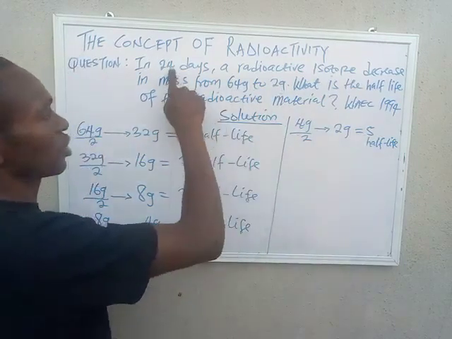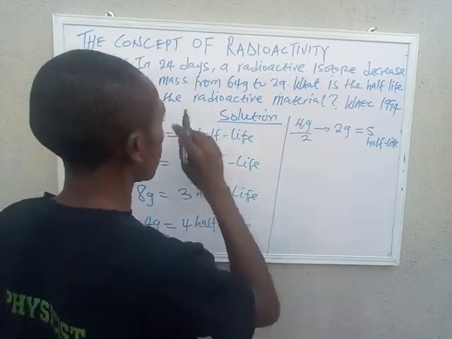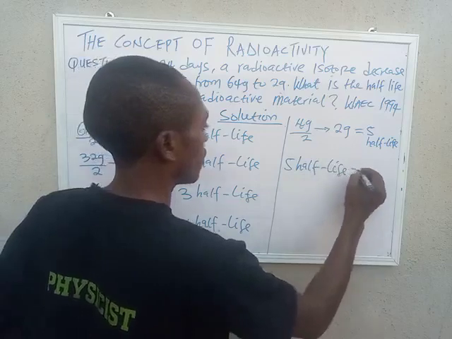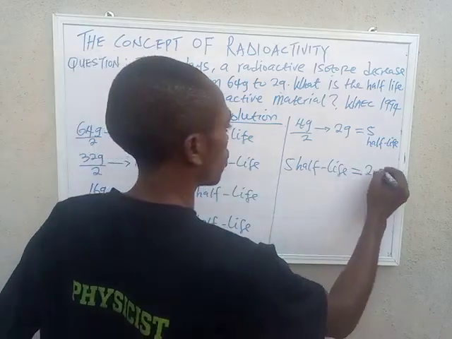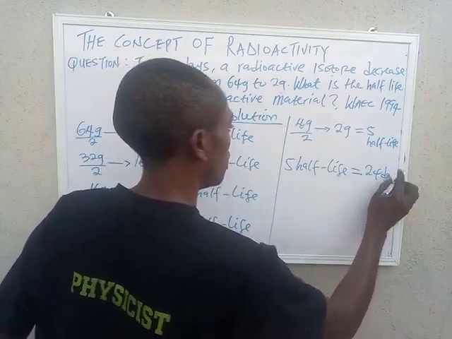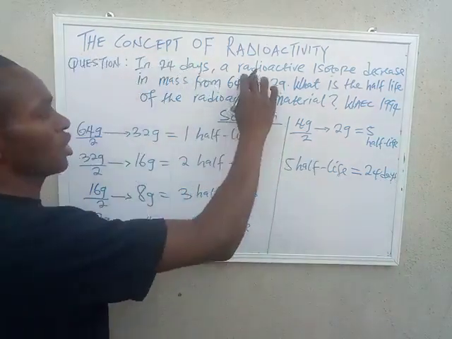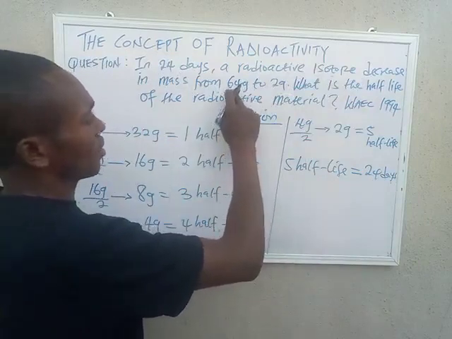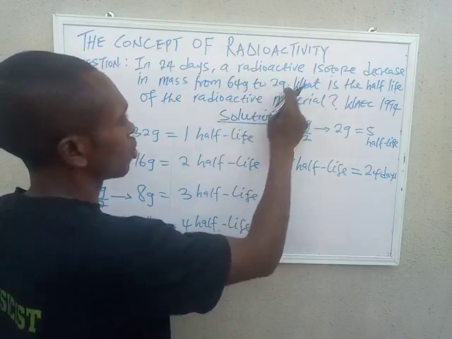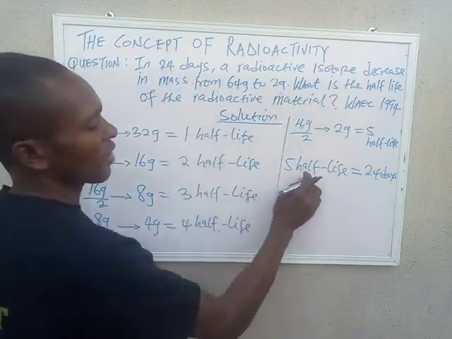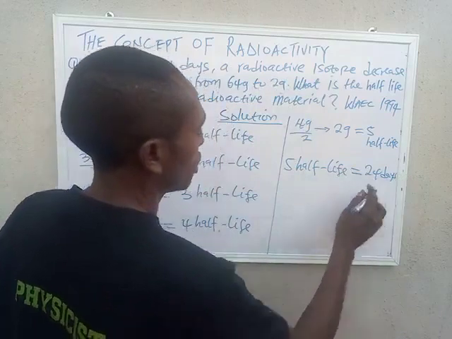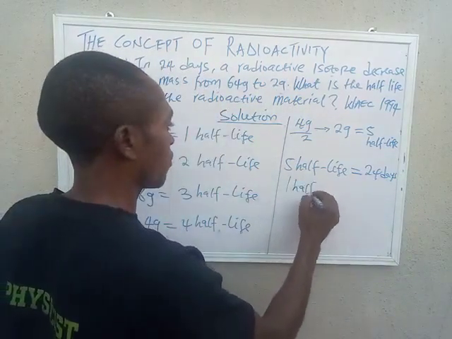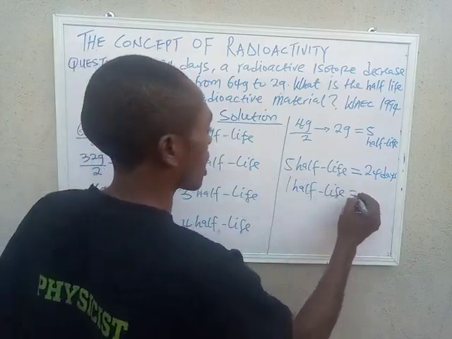So 5 half-lives will take 24 days. Meaning it will take 5 half-lives for this radioactive isotope to reduce from 64 grams to 2 grams in 24 days. Now, we'll compare with 1 half-life. Then 1 half-life will give us how many days?